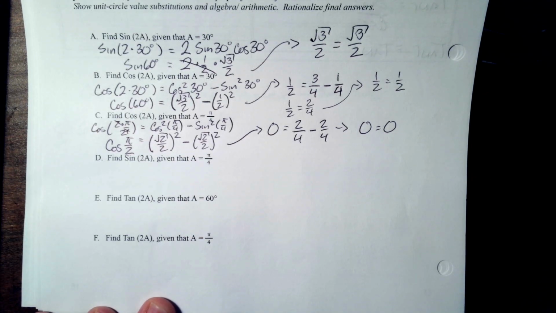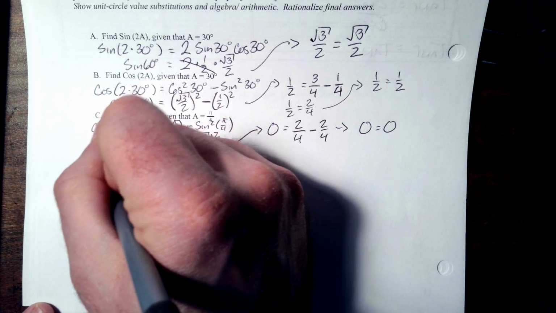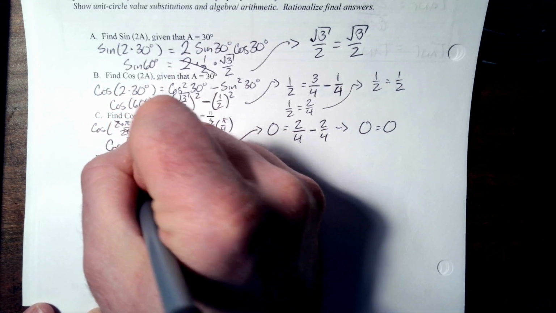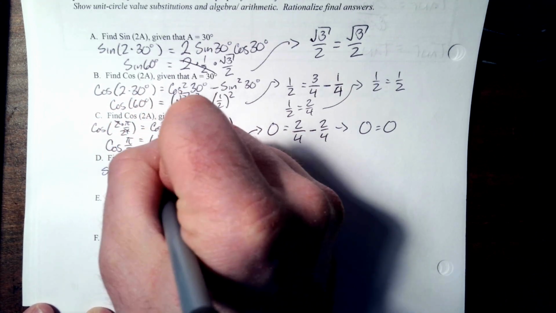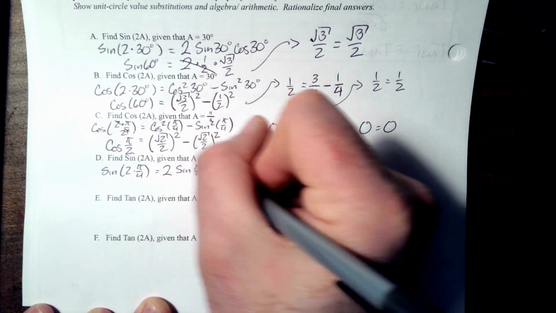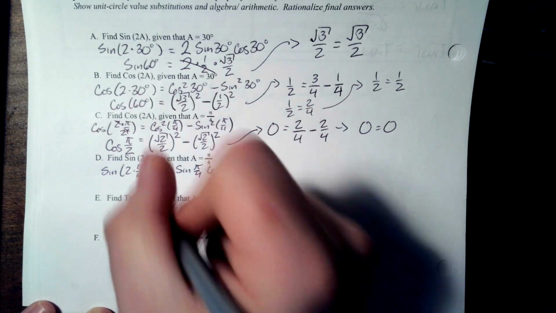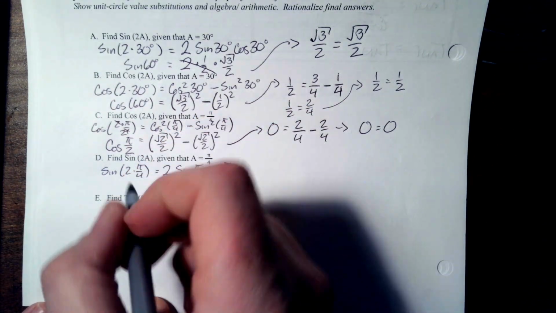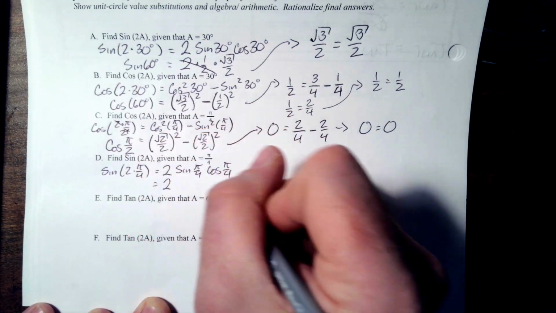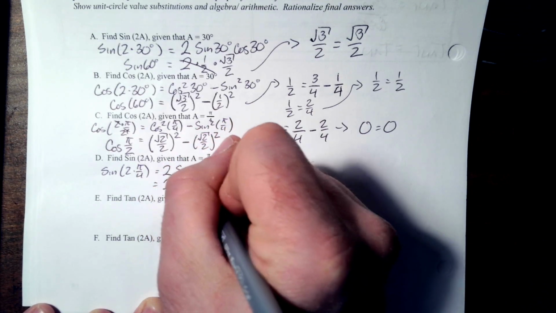Example D. Find the sine of a double angle, given that we're working with pi over 4. So again, the sine of 2 times pi over 4 is going to equal 2 times the sine of pi over 4 times the cosine of pi over 4. Again, from the unit circle, we know that the sine and the cosine of pi over 4 are both root 2 over 2.